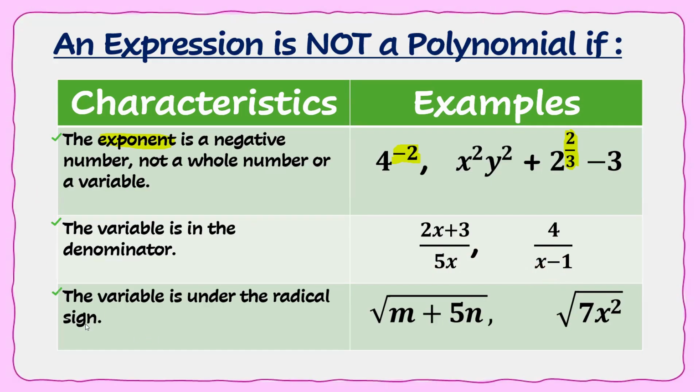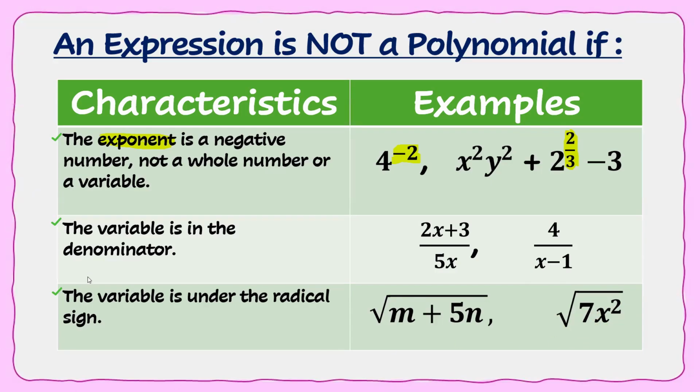Next one, the variable is under the radical sign. Radical sign means, for example, square root, cube root, fourth root, and so on. If you can see the variable here, m and n are under the radical sign. Therefore, it is not a polynomial. Another example, we have the square root of 7x squared. So, we have the variable x under the radical sign. Therefore, it is not a polynomial.